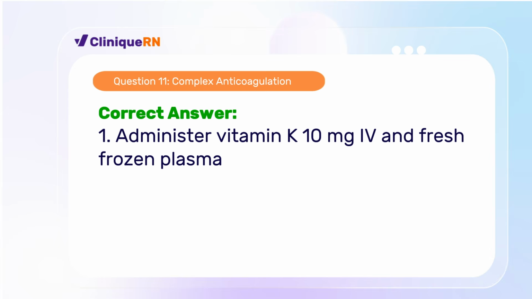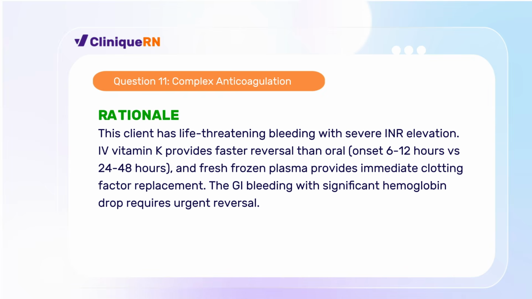The correct answer is 1. Administer vitamin K 10 milligrams intravenous and fresh frozen plasma. Rationale: this client has life-threatening bleeding with severe INR elevation. IV vitamin K provides faster reversal than oral, onset 6 to 12 hours versus 24 to 48 hours. And fresh frozen plasma provides immediate clotting factor replacement. The GI bleeding with a significant hemoglobin drop requires urgent reversal.